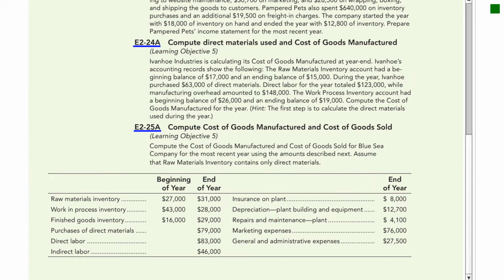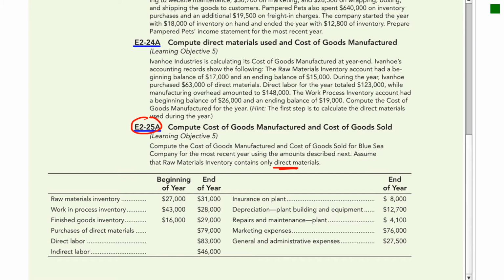Now, let's take a look at 2-25A. So in this one, it says compute the cost of goods manufactured and cost of goods sold for Blue Sea Company for the most recent year using the amounts described next. So assume that the raw material inventory contains only direct material. So again, here we go. They've given us a problem. They give you all the data.